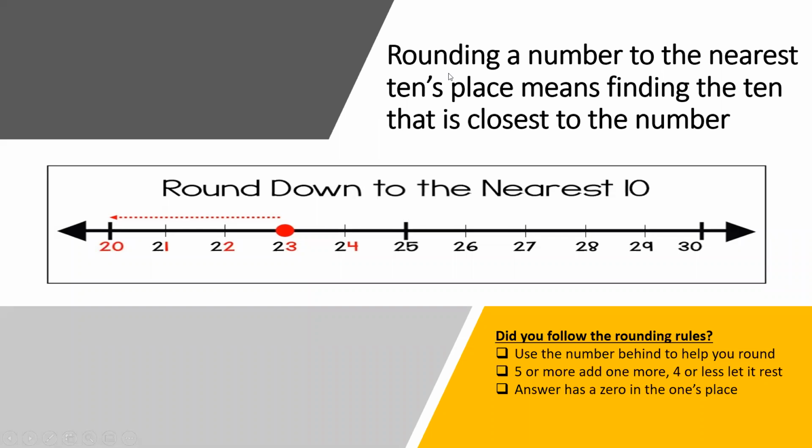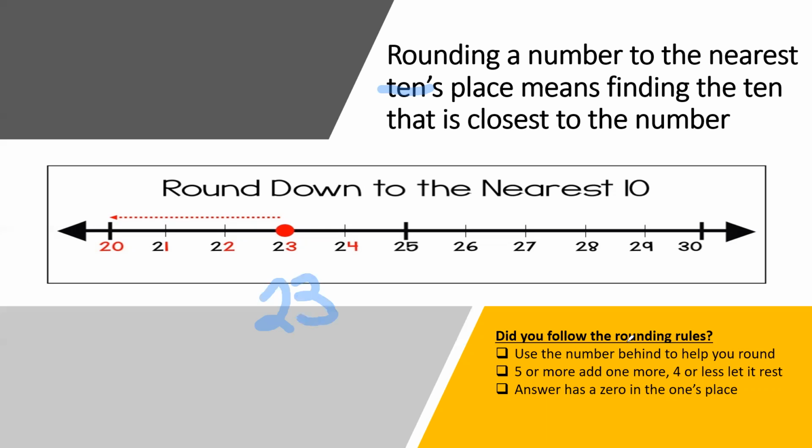So again, we're talking about rounding a number to the nearest tens place. It's really important that we know we're talking about the tens place. So if I have the number 57, I'm going to the tens place. And rounding a number to the nearest tens place means finding the 10 that is closest to the number. So let's look at the example they gave us. They gave us the number 23. So we're going to use 23 just like them because that's what they have plotted on the number line.